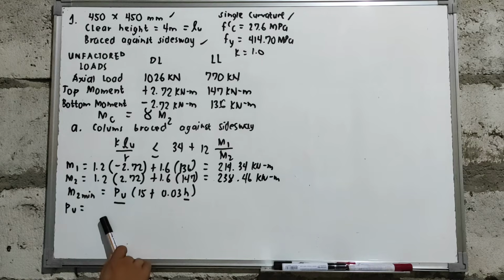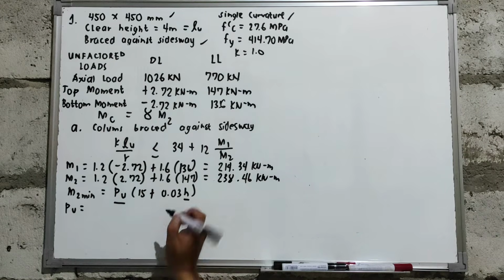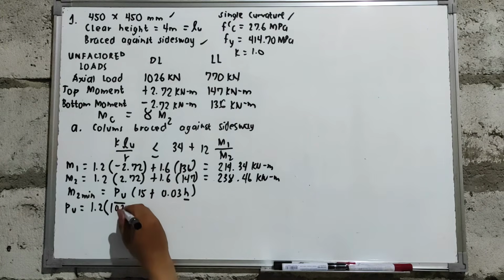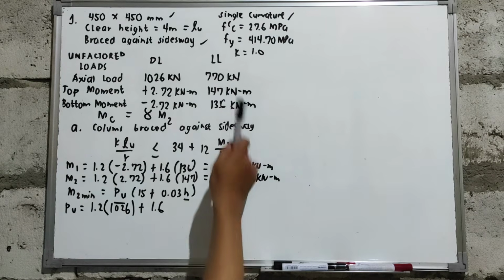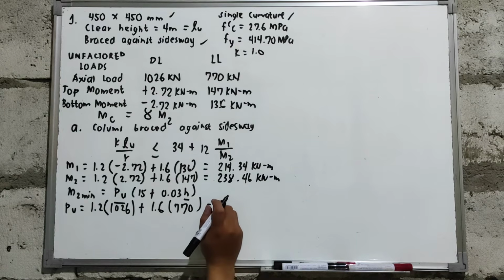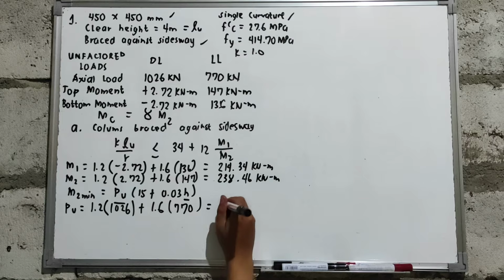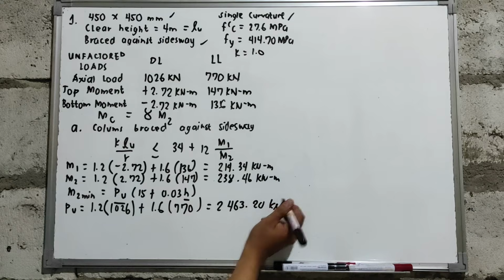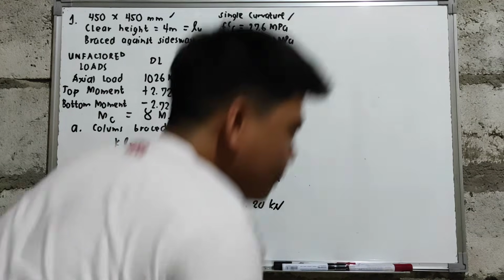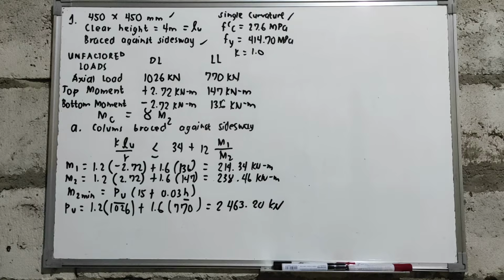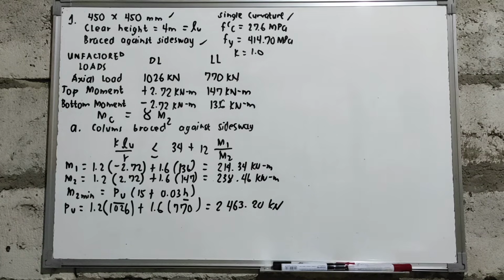From the definition of factored axial load, we just look at our axial loads. So 1.2 times the dead load of 1,026 plus 1.6 times the live load of 717 kilonewton. So we have a value of P sub U equal to 2,463.20 kilonewton. After we calculate the value of P sub U, we can now calculate the value of your M2 minimum.